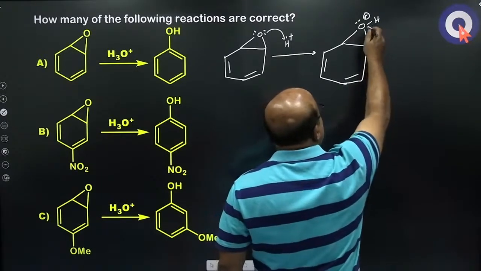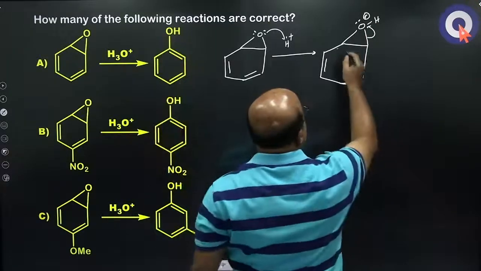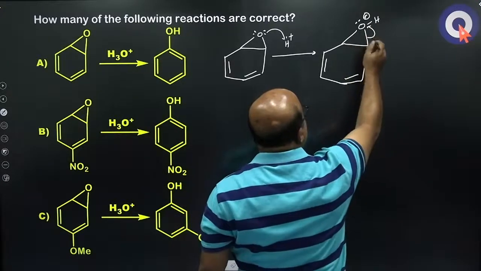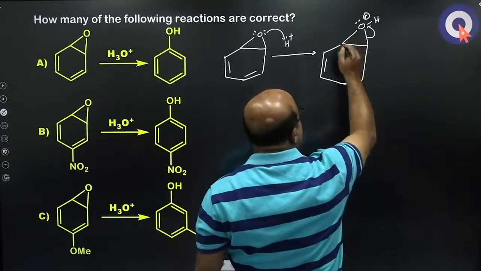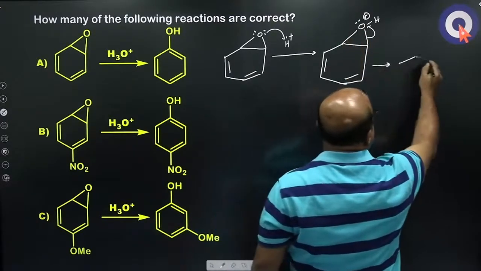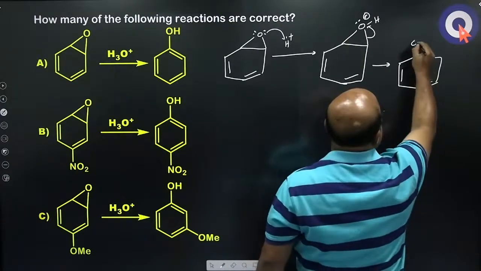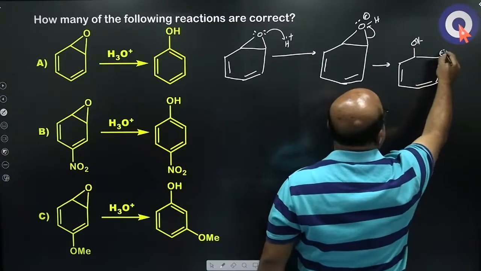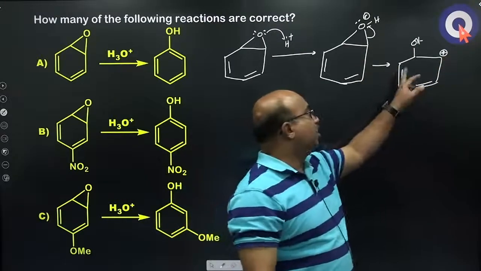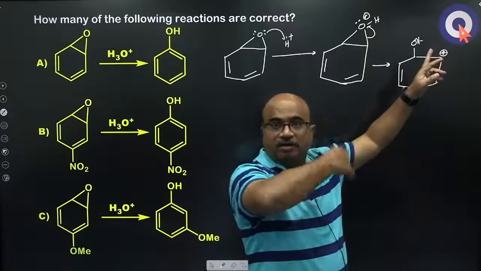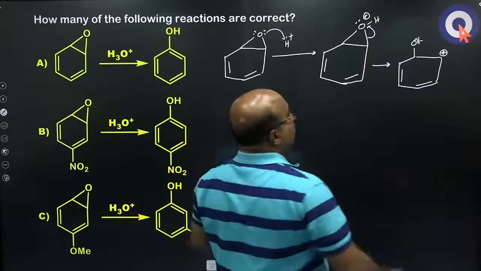Suppose you are showing the cleaving. If it opens here, you get a positive charge here; if it opens here, you get the positive charge here. But wherever the positive charge is, it will be in conjugation with this component. So this pi bond, this pi bond and this positive charge are in continuous, extended conjugation. So what will happen now?